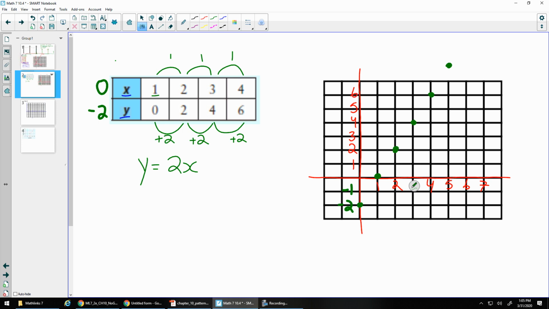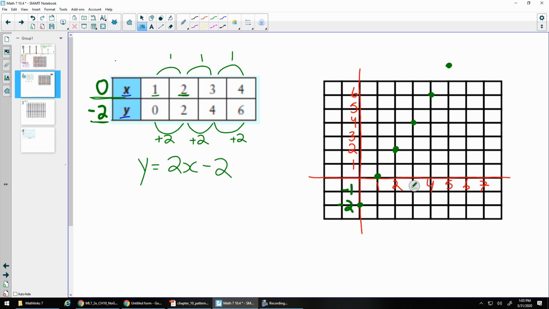If we had to figure out what it was, 2 times 1 is 2, minus 2 would be 0. 2 times 2 is 4, minus 2 is equal to 2. So it's 2x. And then if we look back, we can always look at what our y is equal to when x is 0 to find what our constant is. So y is equal to 2x minus 2.